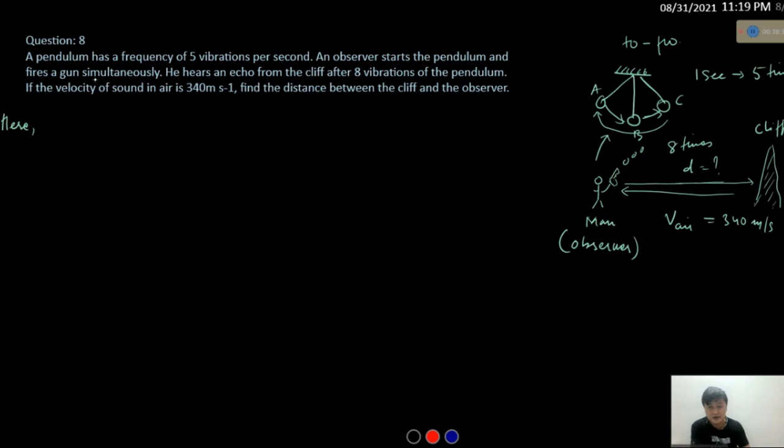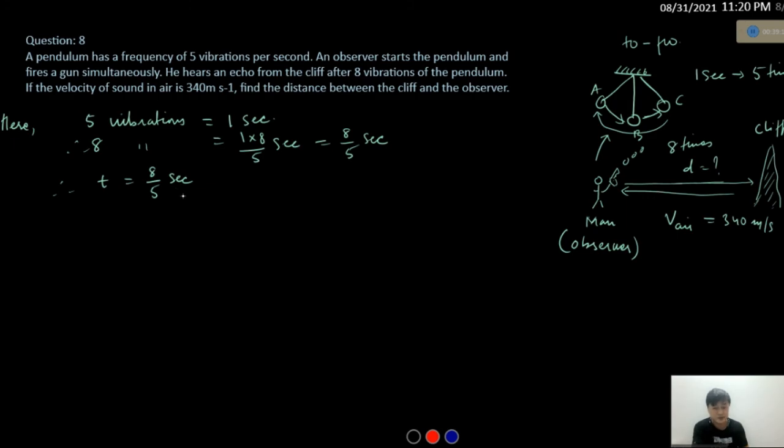If the question is clear, whatever is given, we'll write down first. 5 vibrations is equal to 1 second. Therefore 8 vibrations is equal to 1 into 8 divided by 5 second. So time, t, is equal to 8 upon 5 seconds.